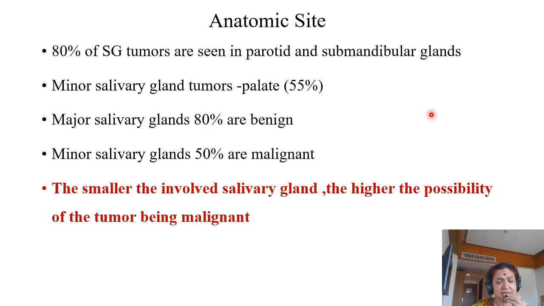So anatomic site, as I mentioned earlier, 80% of salivary gland tumors are seen in the major salivary glands, that is parotid and submandibular glands.